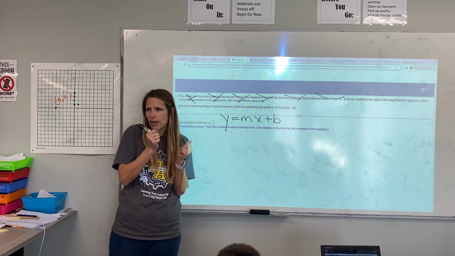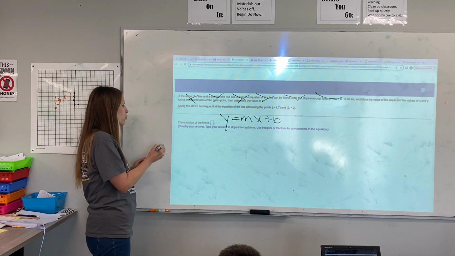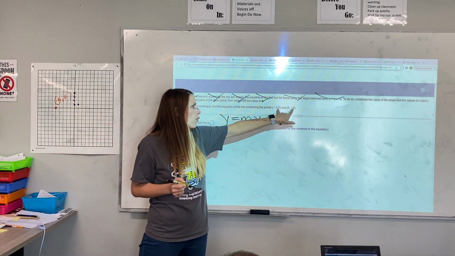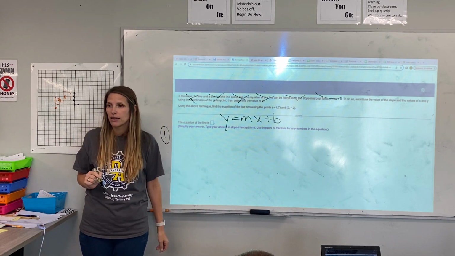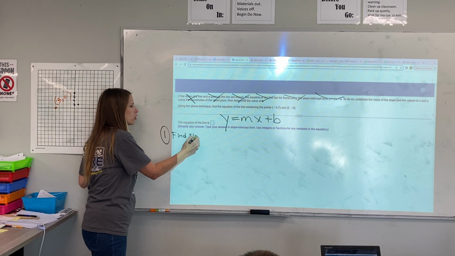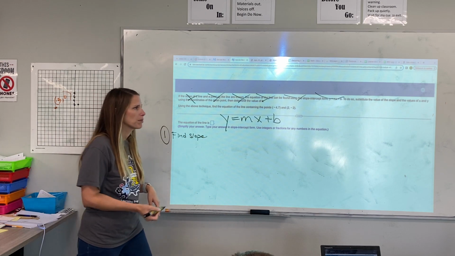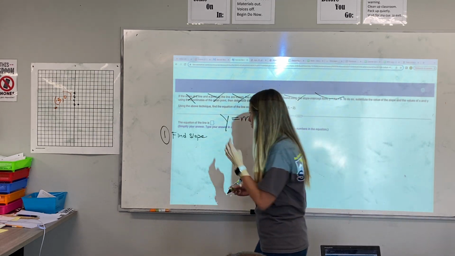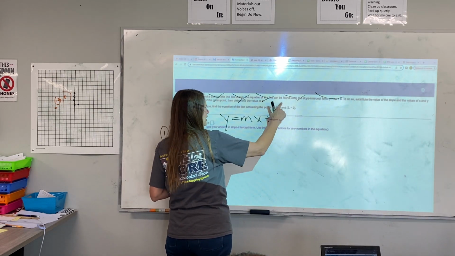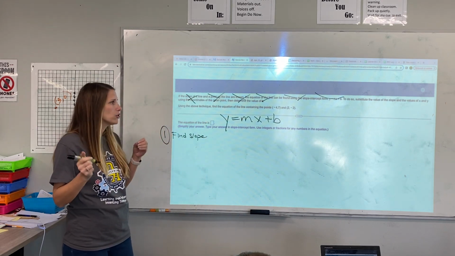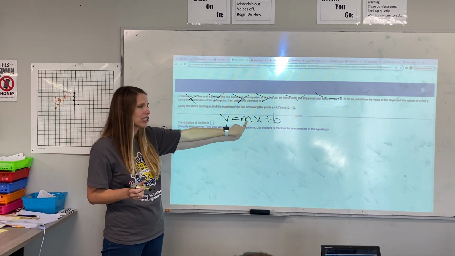Does anybody remember step 1? I've written it on the board a bunch of times. Step 1 would be, if you have 2 points, what can you find? The slope. Find your slope using your slope formula, which again is right here. You would do y2 minus y1 over x2 minus x1. After you get your slope, you're gonna plug it in here.